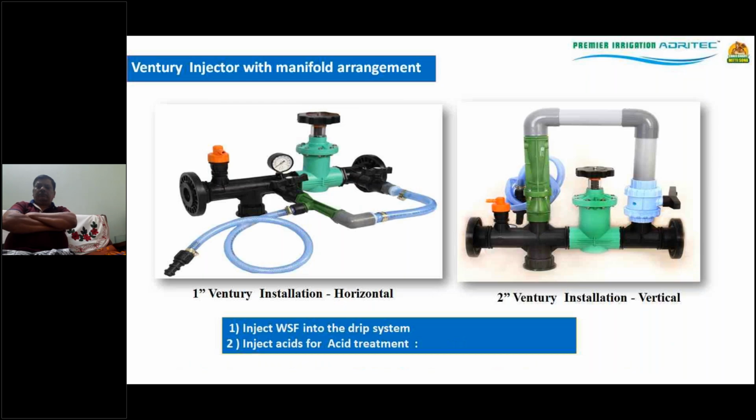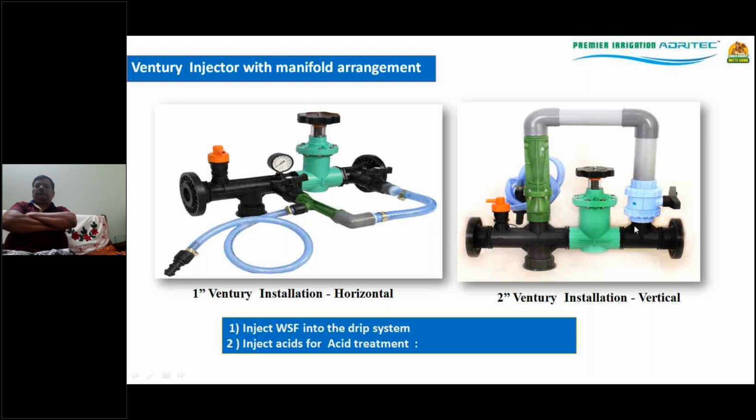And the third is the venturi. The venturi which you have seen, this is the whole system. We give it as a manifold arrangement, and here we are creating the difference in pressure. As you can see, when we throttle it, you are going to have a difference in pressure. Typically we have two sizes of venturi: one is the 1-inch venturi and the other is the 2-inch venturi.